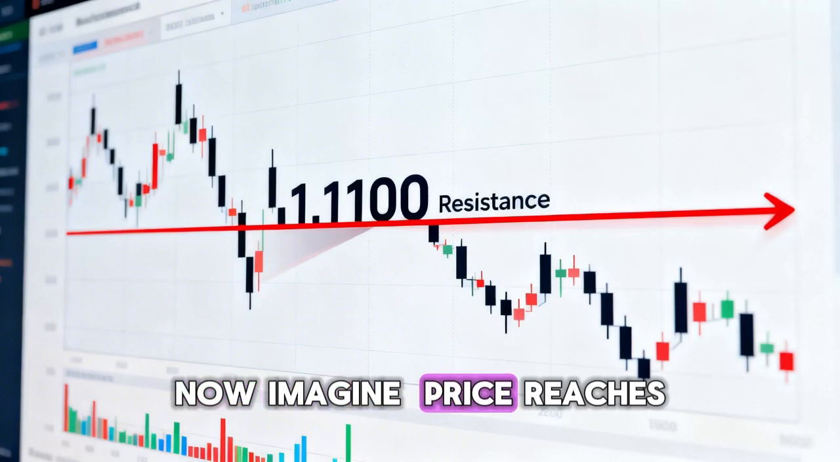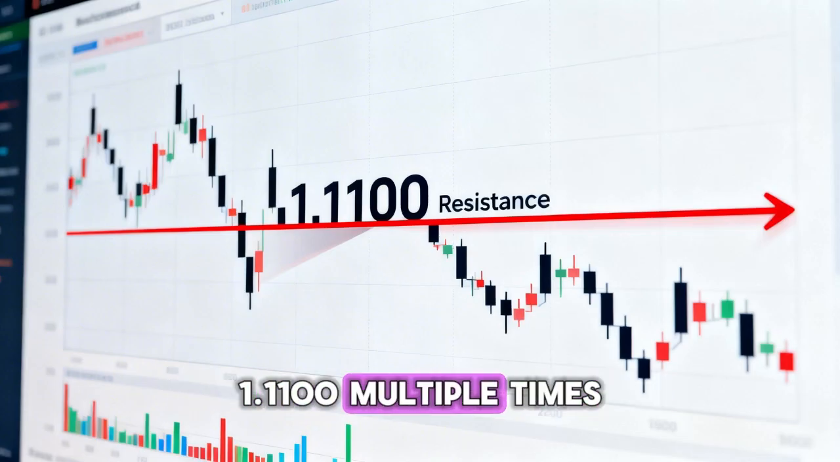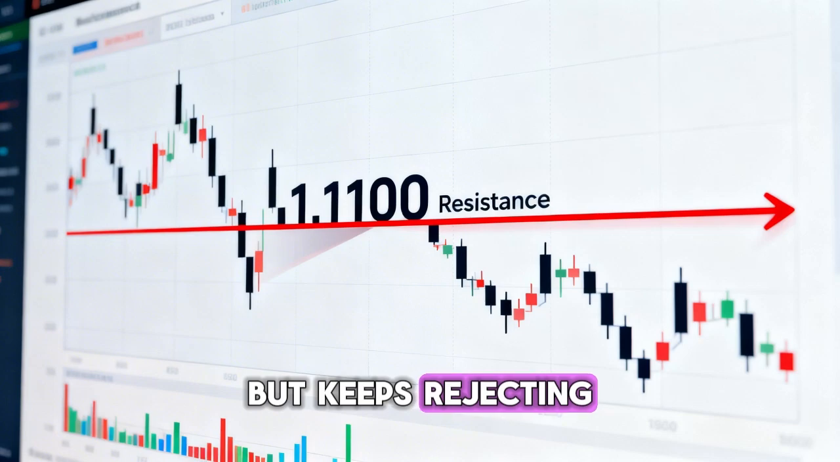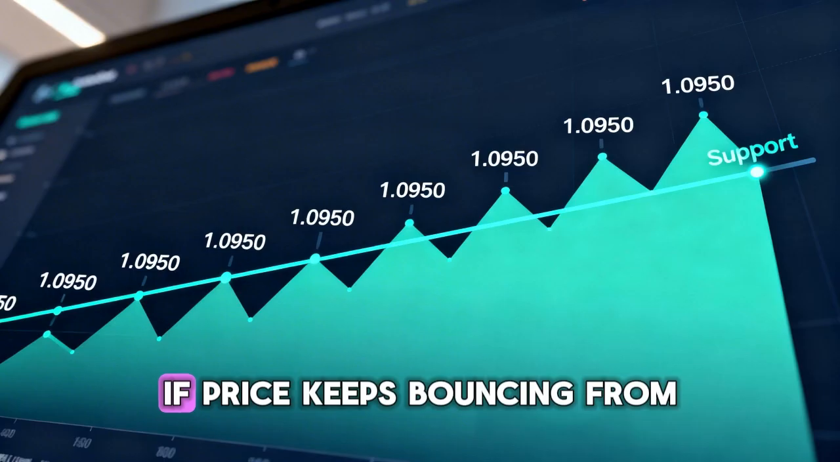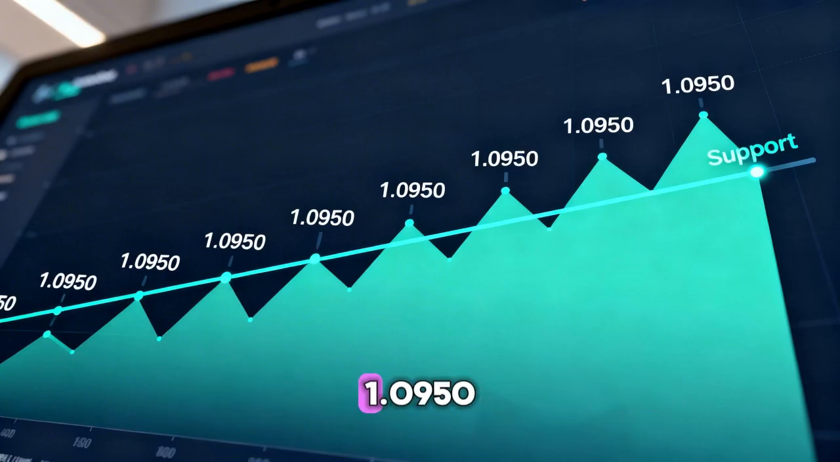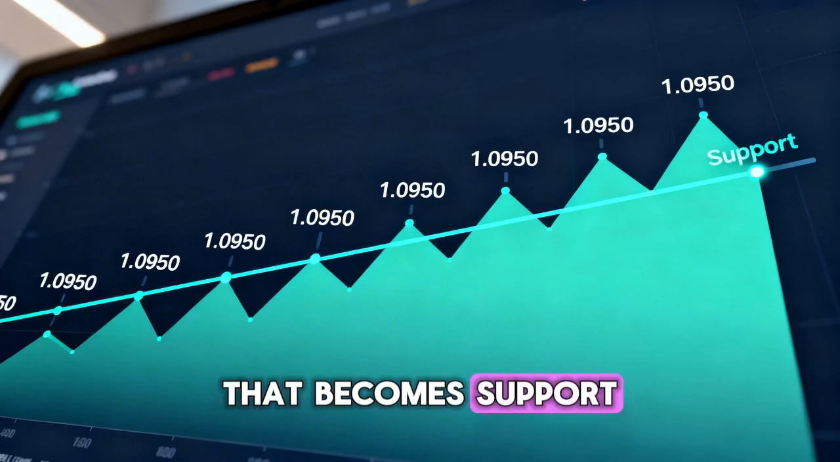Now imagine price reaches 1.1100 multiple times but keeps rejecting. That level becomes resistance. If price keeps bouncing from 1.0950, that becomes support.